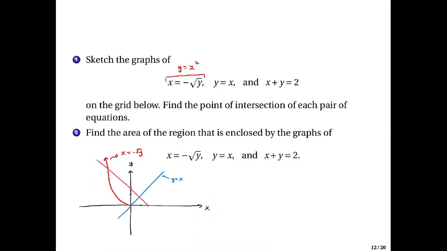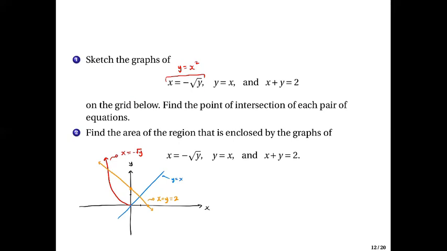Oh, the pink one looks red also. Let me change the color for that one. Maybe I'll use orange. So you have this point here, you have this point here, and then you will have the line that will look something like this. So this orange line here has equation x plus y equals 2. And then we want to find the points of intersection, or the point of intersection of each pair of equations.